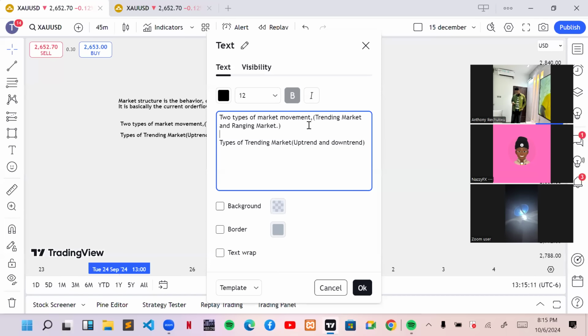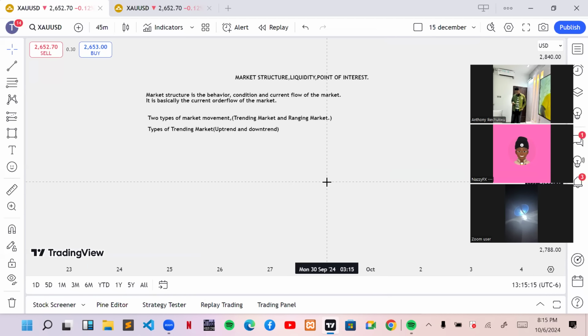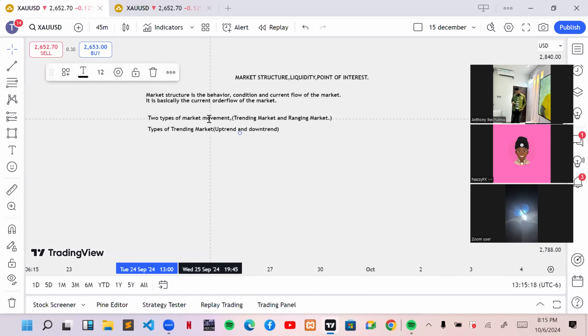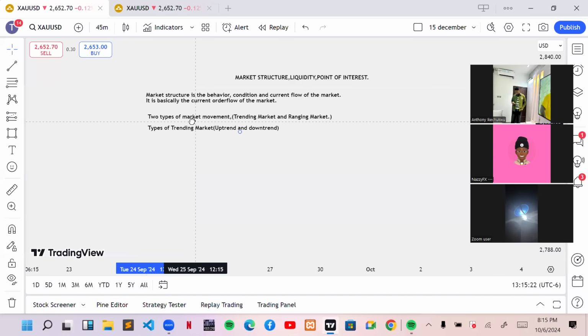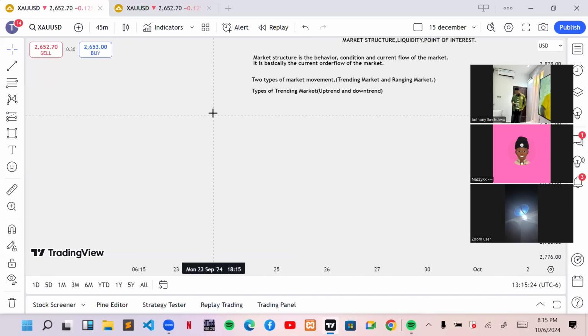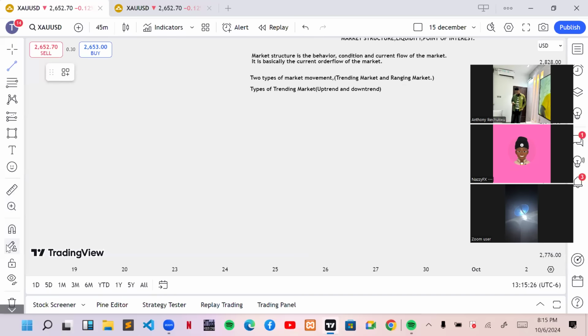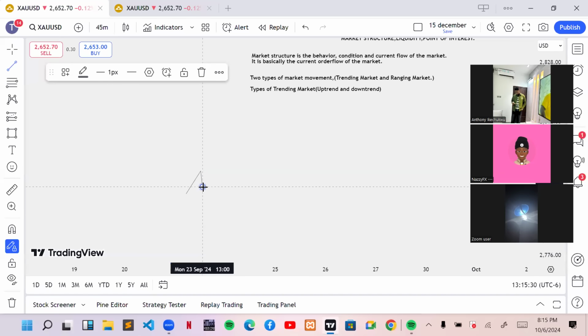So the types of trending markets are the uptrend and the downtrend. What I mean by an uptrend is when the market is making a series of higher highs and higher lows. Higher highs and then higher lows, higher highs and then higher lows. This is what it means for the market to be on an uptrend.